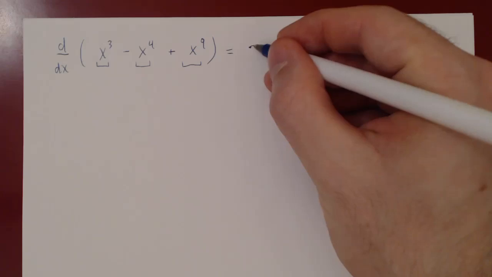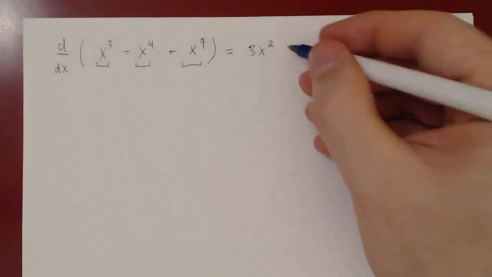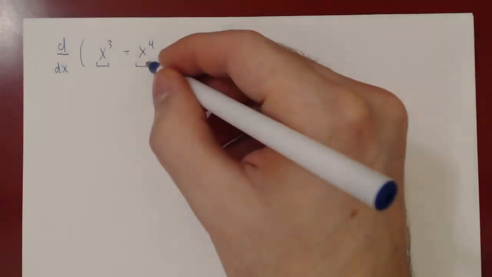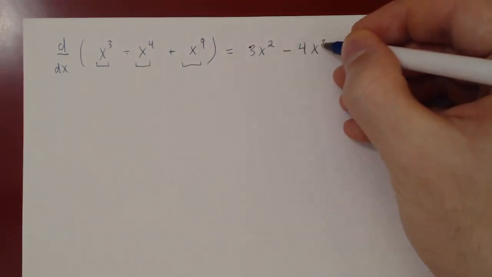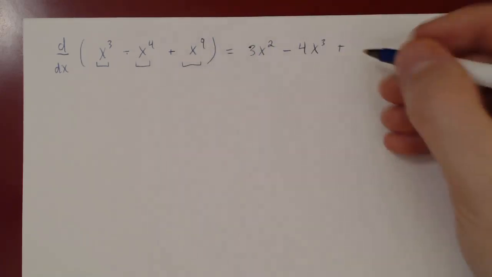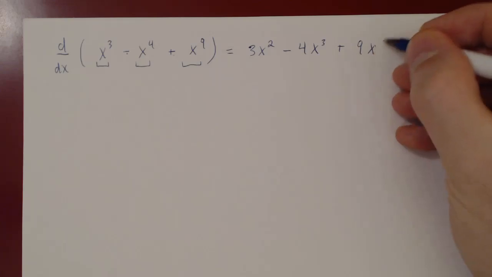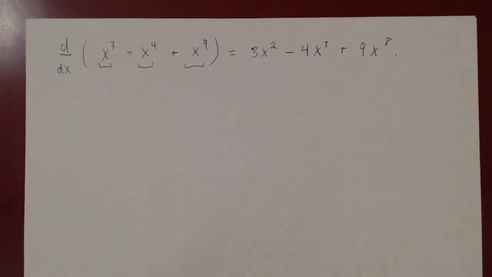We get, with the power rule, 3x squared minus the derivative of x to the 4, that's 4x cubed, plus the derivative of x to the 9, power rule again, 9x to the 8. And that's the sum and difference rule.